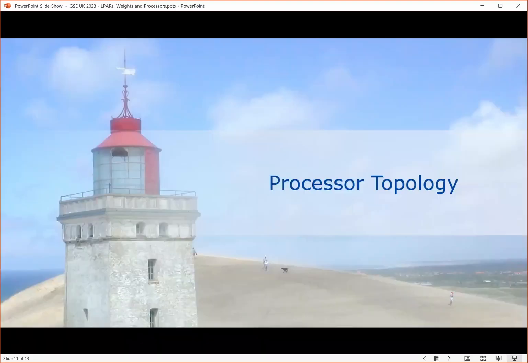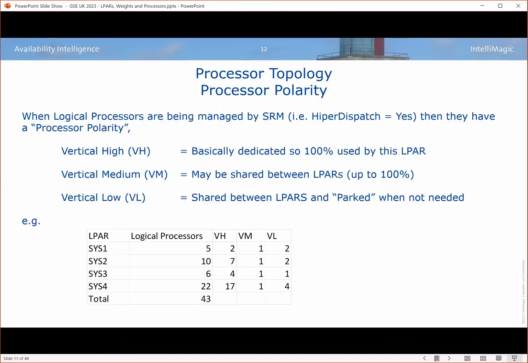So let's look at the processor topology. So what do I mean by that? The polarity is vertical high, medium, low. So a vertical high processor is basically dedicated. 100% processor dedication to this LPAR, let's call it that.